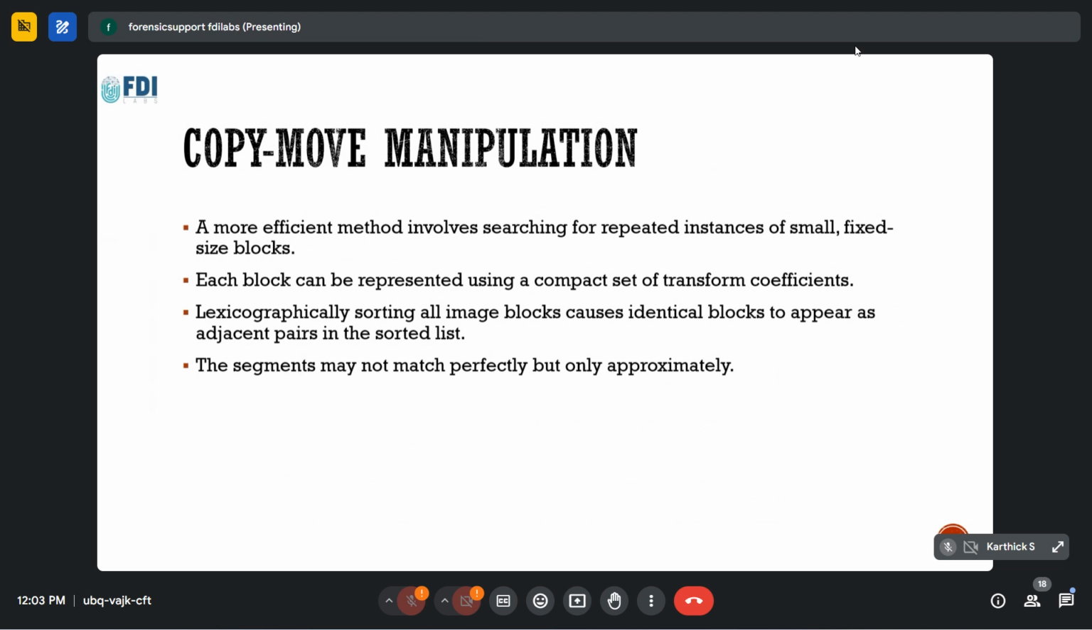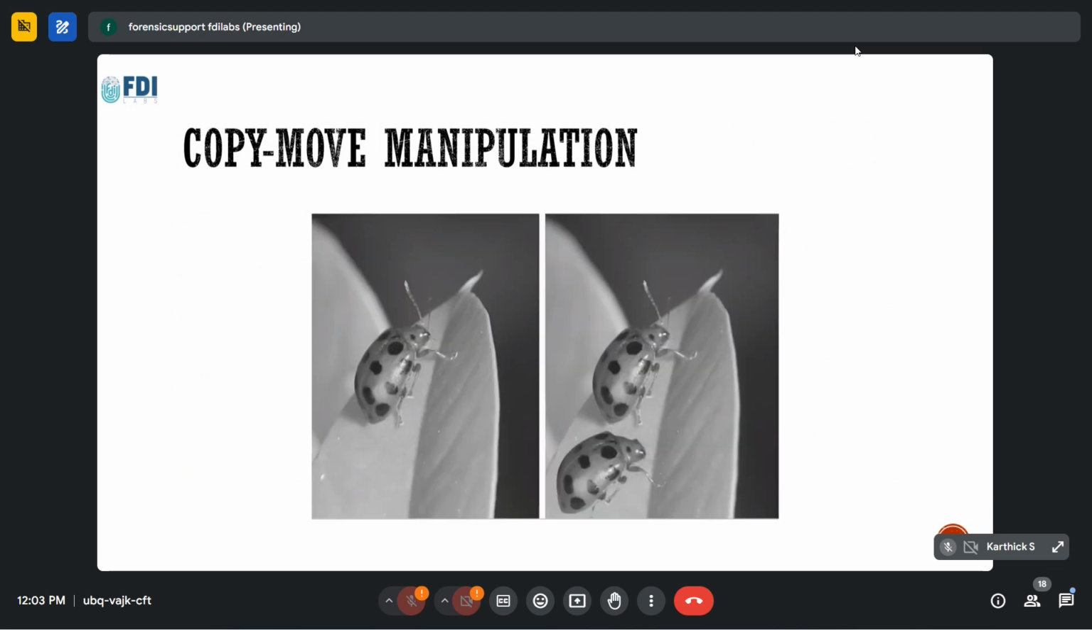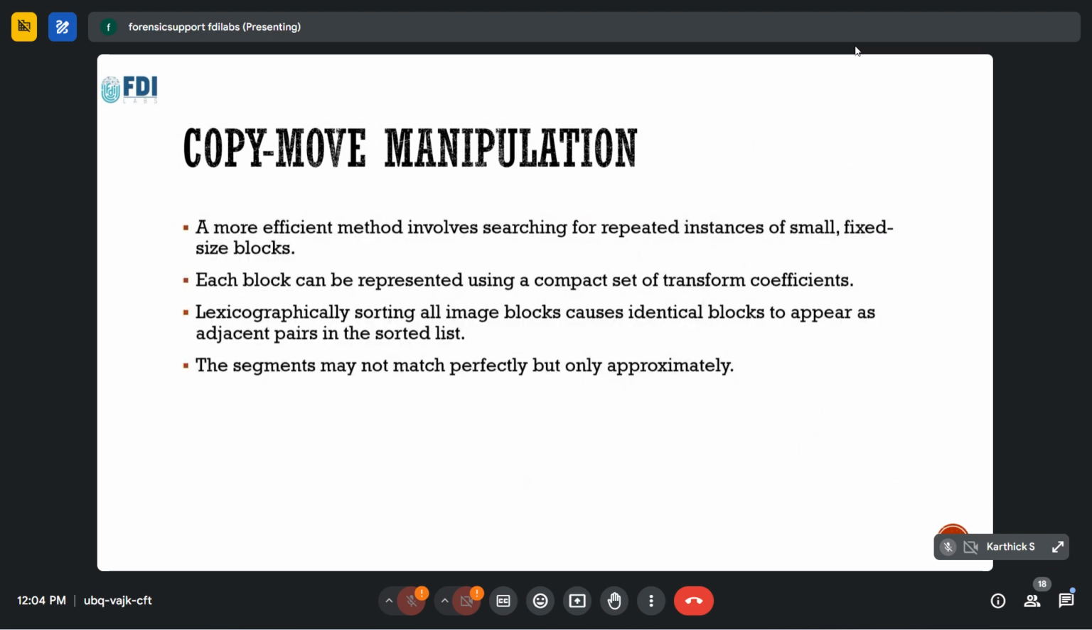And next is copy-move manipulation. That same idea of cloning and the duplicated region is used here to detect the forgery. First, we will divide the whole image into fixed-size smaller blocks, and each block will be used to extract particular content and represent it with a small number of coefficients, and such coefficients will be sorted to find the identical blocks.